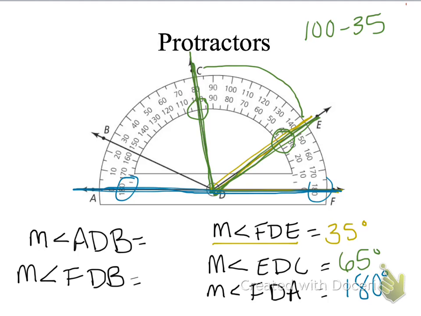Okay, the next one, angle ADB. This one's a little tricky. We know that it is less than 90 degrees, so again, you cannot go with these big numbers here. That's when we use these top ones. So it goes from 0 to 25 degrees because it's in between 20 and 30, so it is 25 degrees.